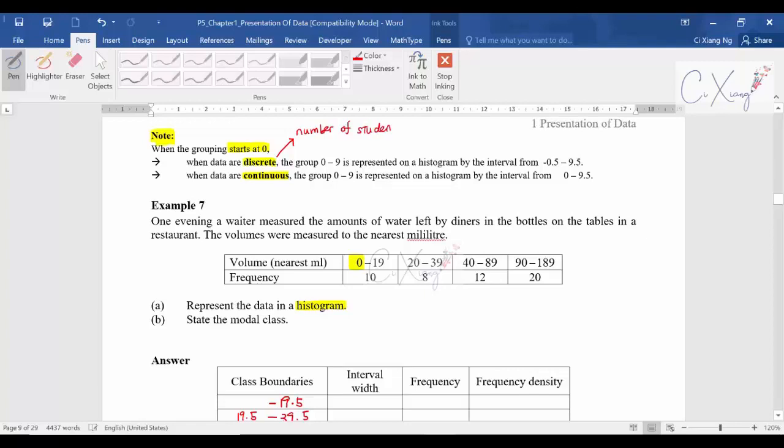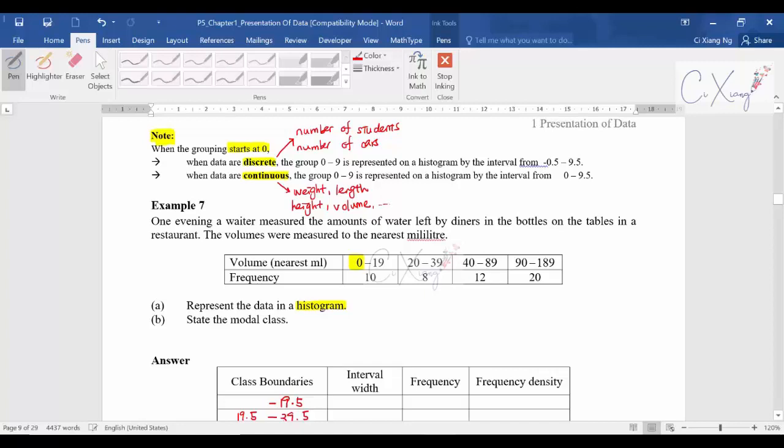Okay, when the data talks about the number of students or the number of cars, all these are discrete random variables or discrete data. The students and the cars are countable. For continuous data, in general, we measure variables such as weight, length, height, volume. Of course, volume also belongs to continuous data, and there are a lot more.